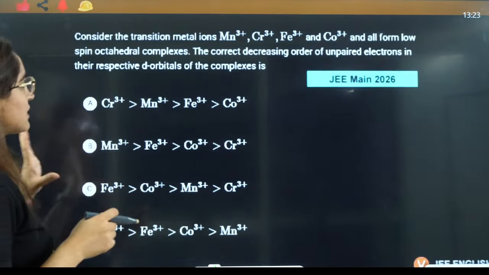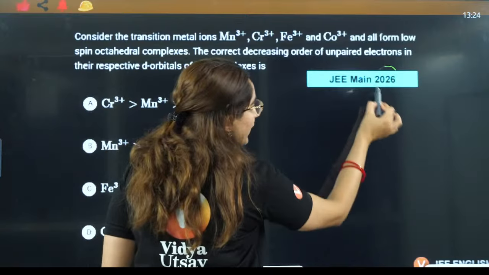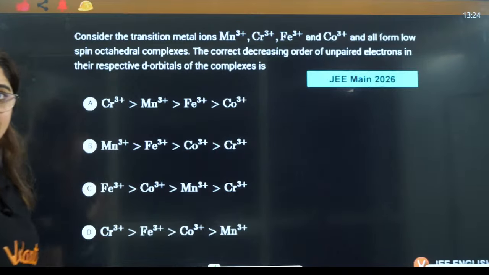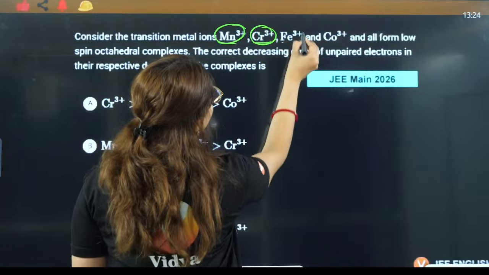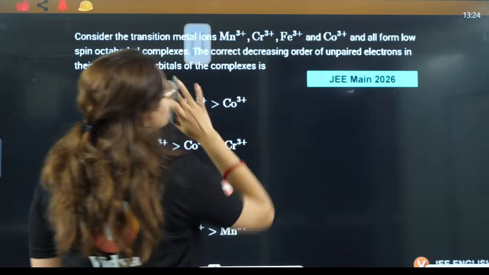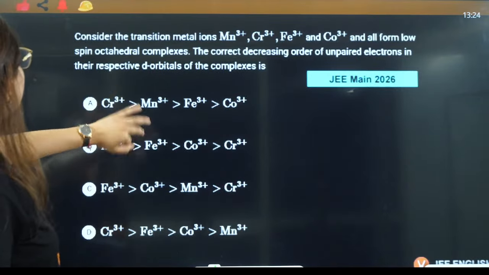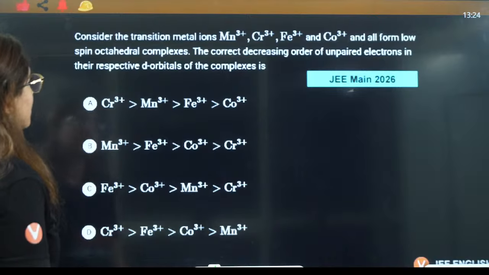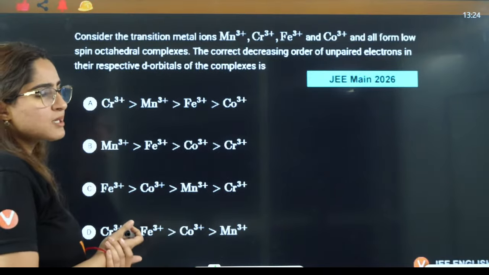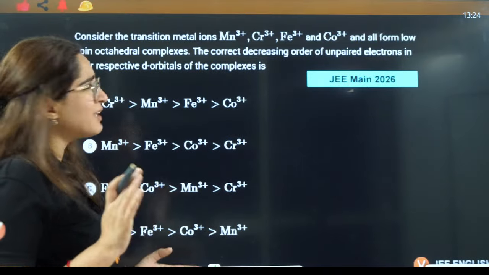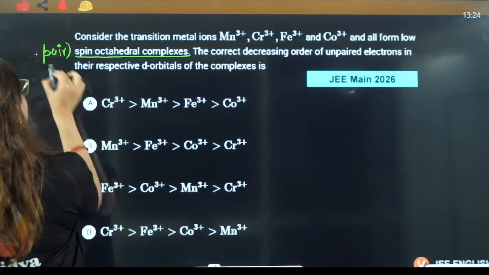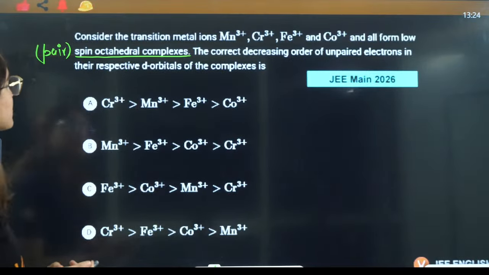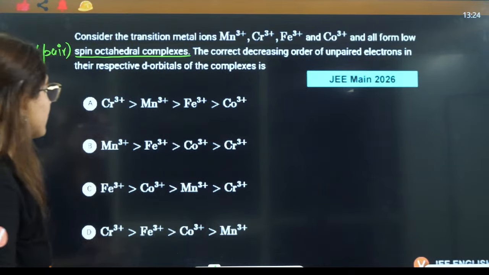For example, in 2026, this year's January attempt, they asked a question: consider the transition elements manganese, chromium, iron and cobalt, all of which form low spin octahedral complexes. Low spin means pairing is being caused. That is why they form low spin. The correct decreasing order of unpaired electrons in their respective d orbitals is what?